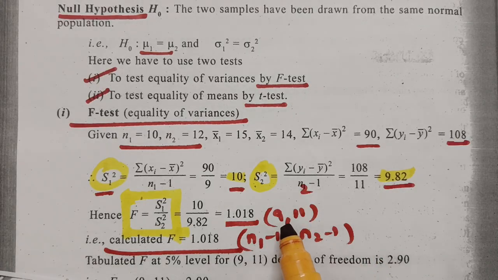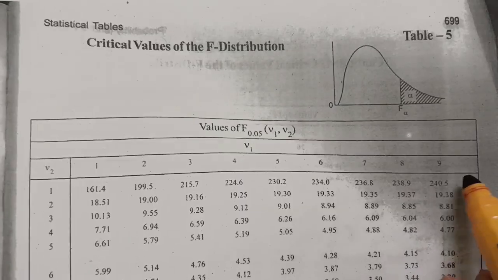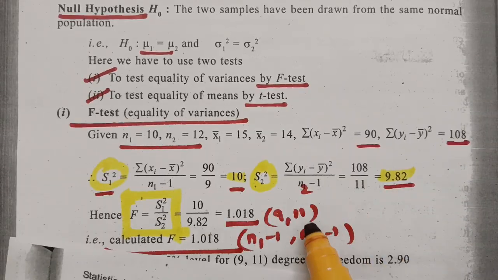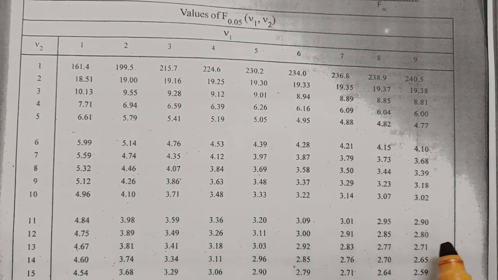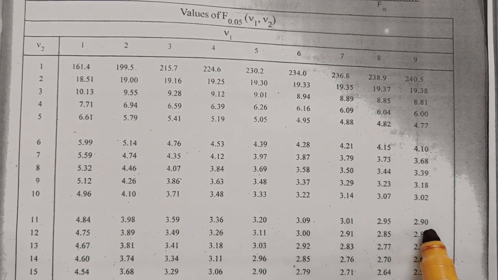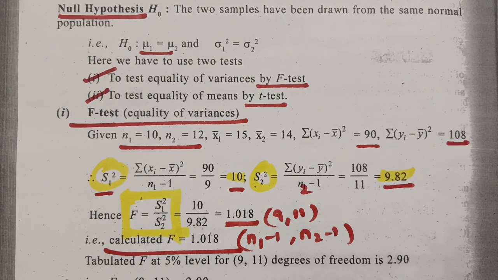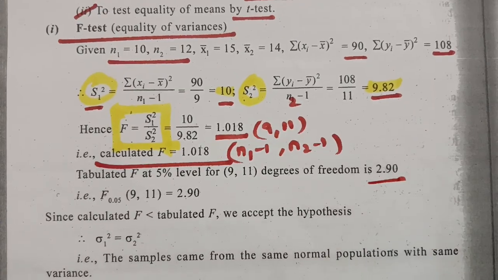So what is the V1 value? It is 9. So at 9 we have to check. See here, we have to go with 9 and again with 11. So this is 11 and this is 9, and the value here is 2.90. See here, 2.90. So this is 2.90 from the table.